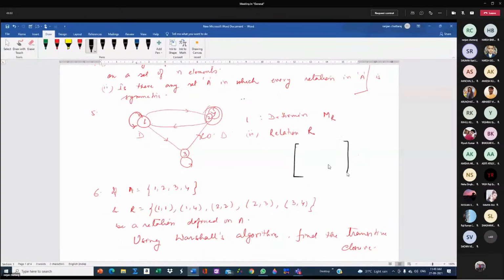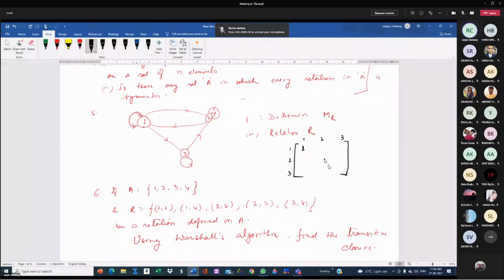All the diagonal elements will be 1 then. Sorry, it is reflexive. That means 1 is related to 1, 2, 3, and here also we have 1, 2, 3. So 1 is related to 1, and similarly for the rest: 2 is related to 2 and 3. So if the diagonal entries are 1, then it is reflexive.